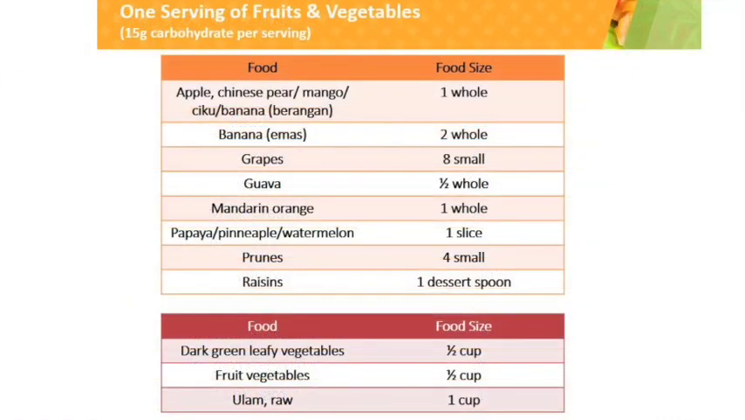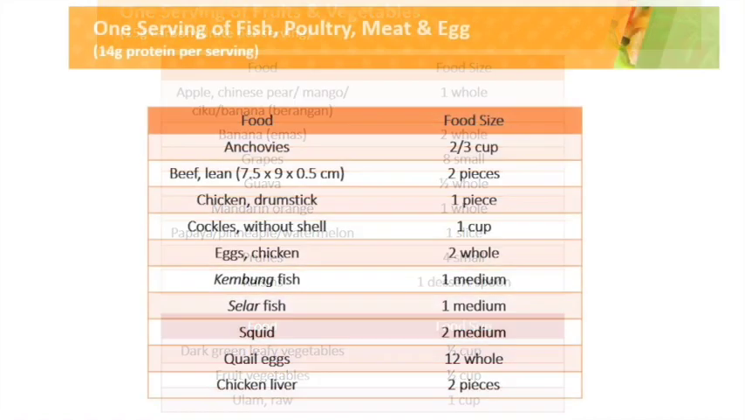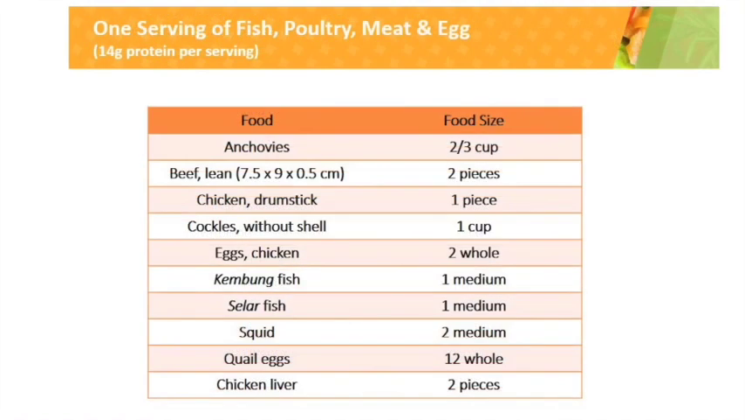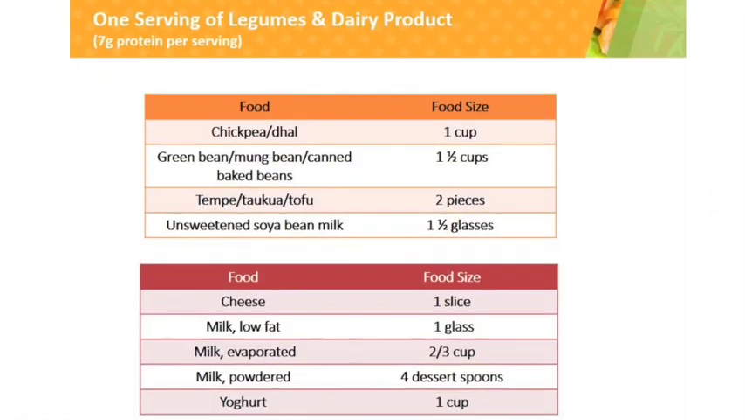Now let's take a look at a few examples equivalent to 1 serving of fruits and vegetables which contain 15 grams of carbohydrate. These are some examples equivalent to 1 serving of fish, poultry, meat, and egg which contain 14 grams of protein per serving. For legumes and dairy product, each serving contains 7 grams of protein. Examples for each serving are as shown in the table.